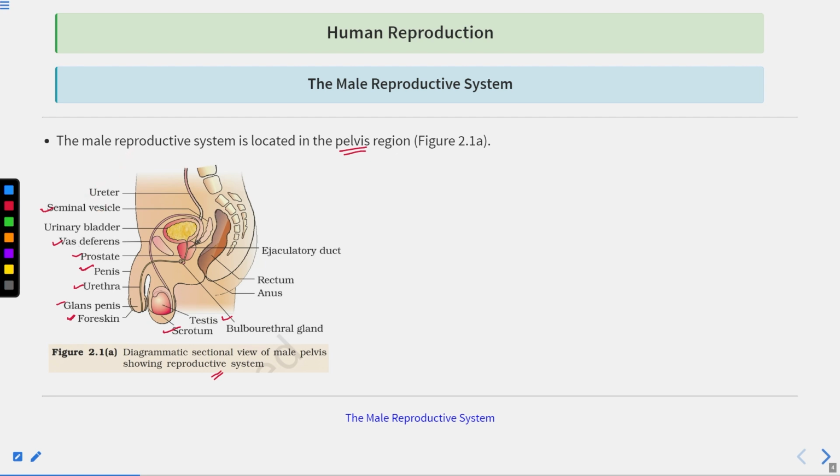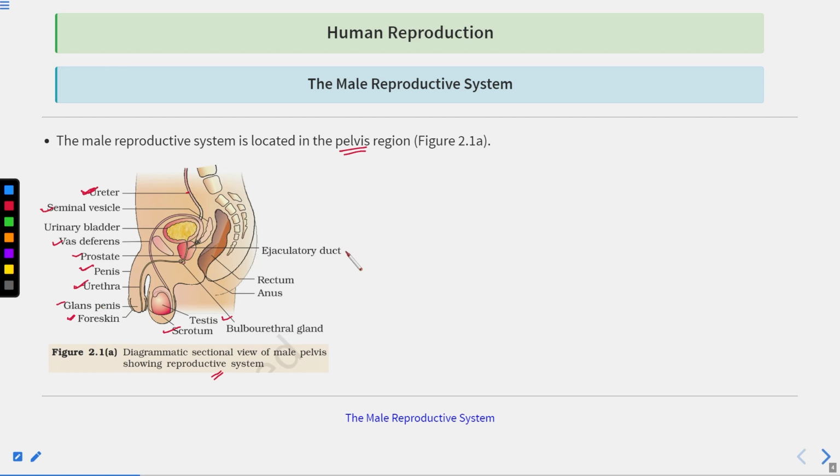Here you can see the ureter. The ureter is coming from the kidney. If you know about the excretory system in humans, it consists of a pair of kidneys, and from each kidney arises the ureter. The ureter discharges its contents into the urinary bladder, and then the urine is eliminated out of the body through the opening known as the urethra.